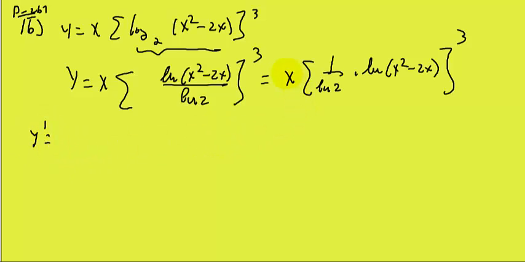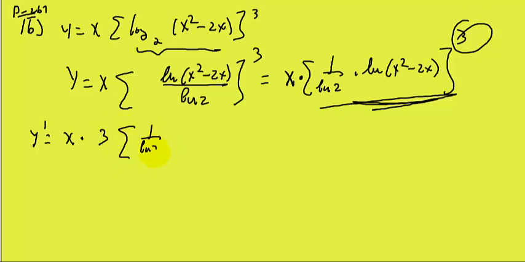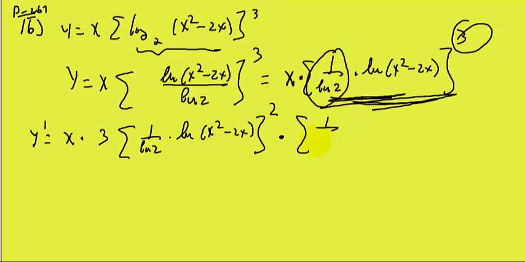Obviously this is a product rule: first times derivative of the second. When I take the derivative of this, my outermost function is the cubic, so I'm going to get 3 times all that, 1 over ln of 2 times ln of (x squared minus 2x), raised to the second, times the derivative of the inside. 1 over ln of 2 is just a coefficient, so I leave it out in front, times the derivative of ln, which is 1 over (x squared minus 2x).